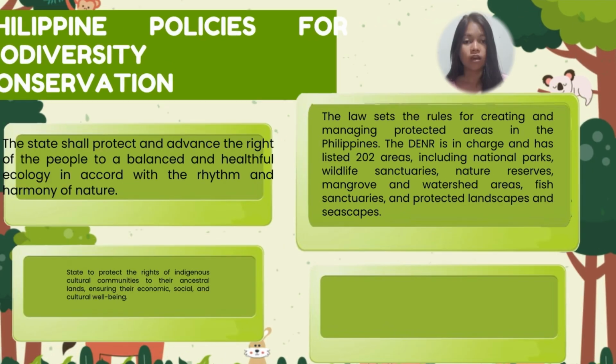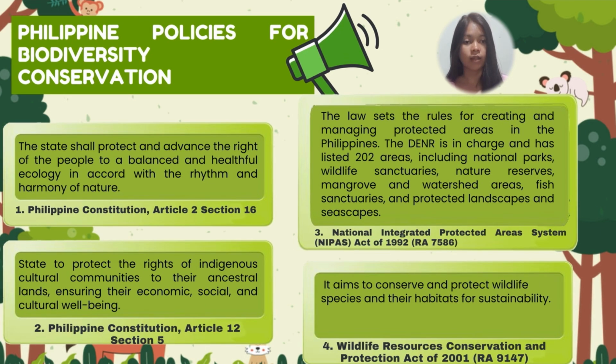To support this, there are different laws in place that help protect and conserve the environment. First, Article 2, Section 16: the government must protect the environment so people can live in a clean and healthy place. Second, Article 12, Section 5: the government must respect and protect the land and culture of indigenous people, including their ancestral land. Third is the NIPAS Act of 1992 or RA 7586.